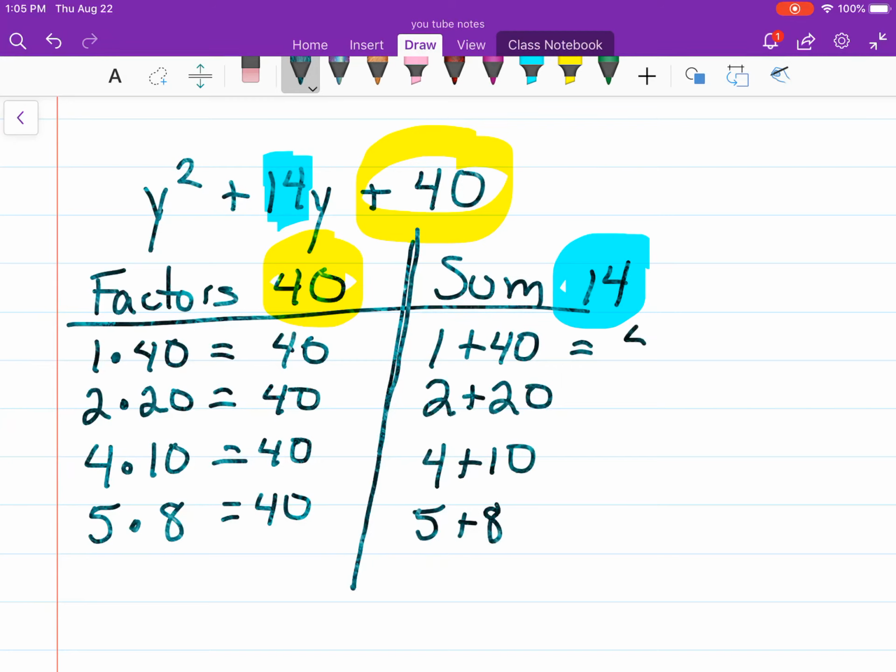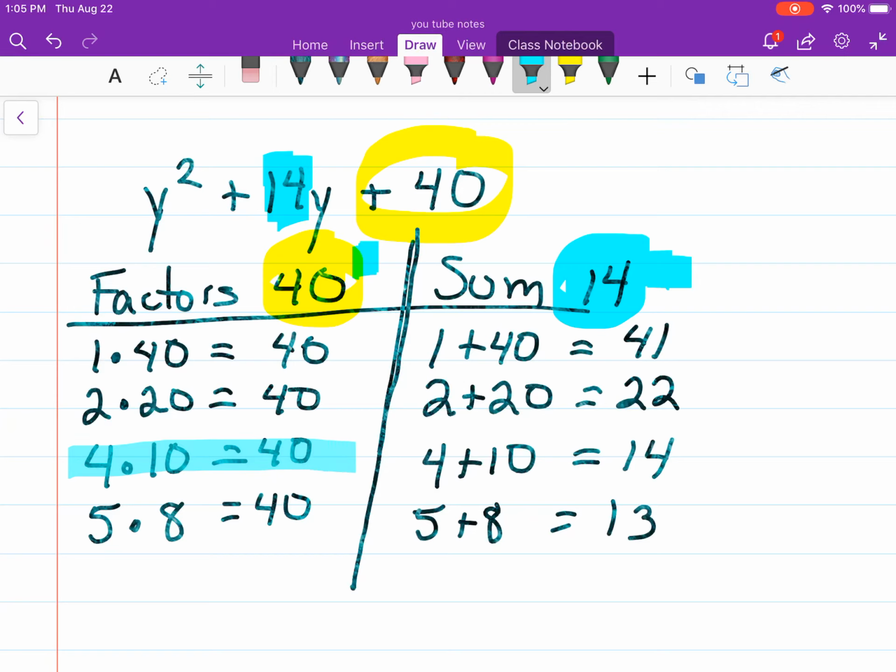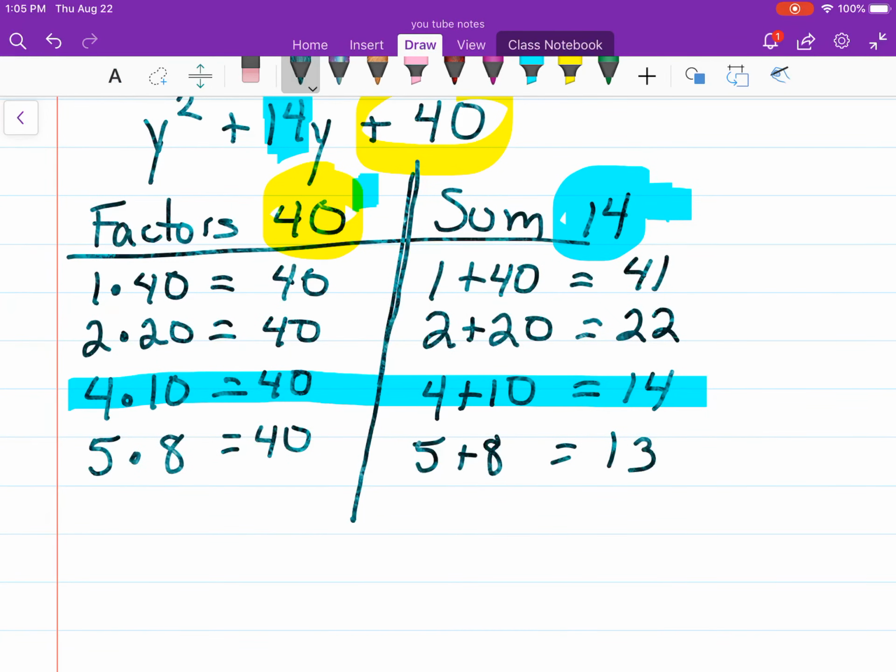All right, this would give you 41. This would give you 22. This will give you 14. This will give you 13. So what am I looking for here? I am looking for the factors of 40 that add up to 14. Here is the pair that adds up to 14. So that is what I use for my answer, and my answer would be y plus 4 and y plus 10.